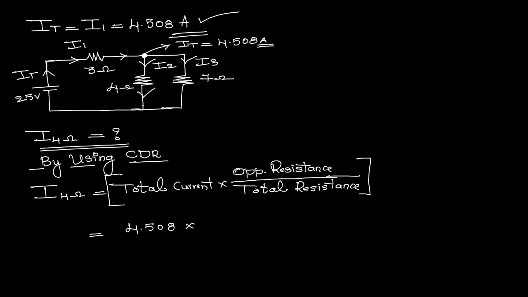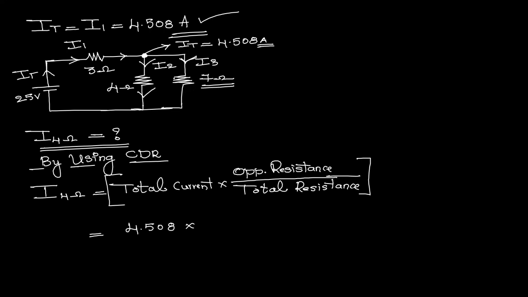4.508 A. Into opposite resistance means, see here, from this particular junction point we have two branches. One is the 4 ohm branch connected to this node, and the 7 ohm branch is also connected to the node. It means whatever the incoming current at this junction point, this current divides into 4 ohms and 7 ohms. That is why, when taking the value of opposite resistance and total resistance, opposite resistance means, for example, if you are finding the current I2 in 4 ohms, the opposite resistance must be the other branch through which the remaining current is flowing. So here the other branch is the 7 ohm branch.